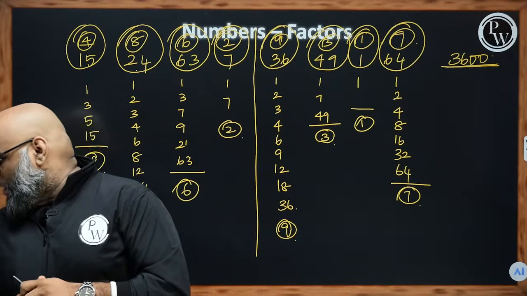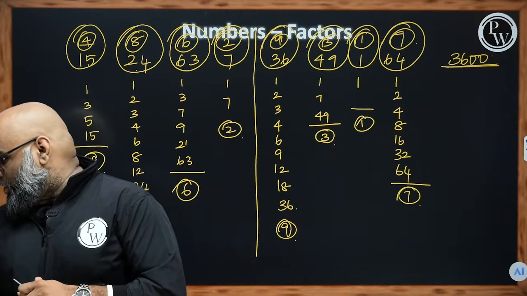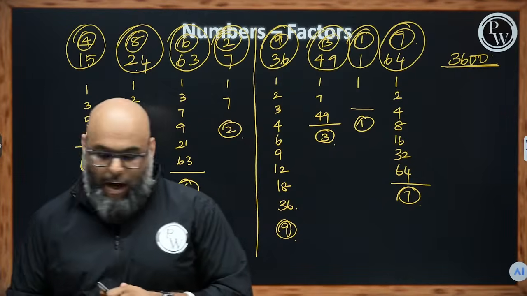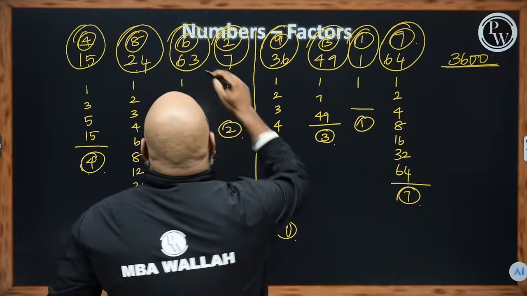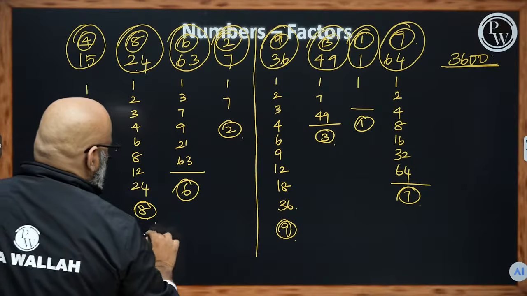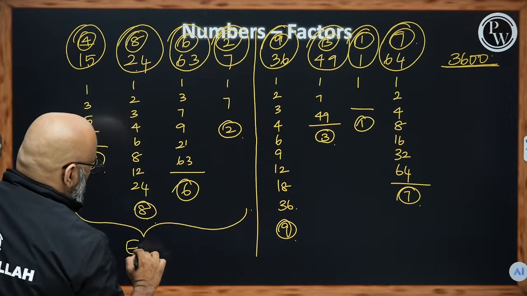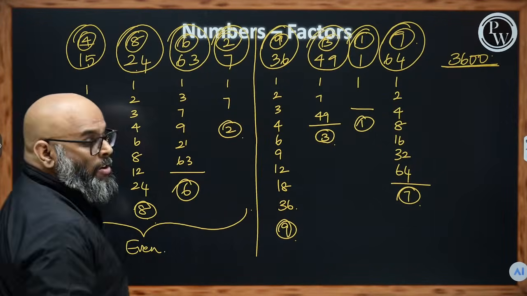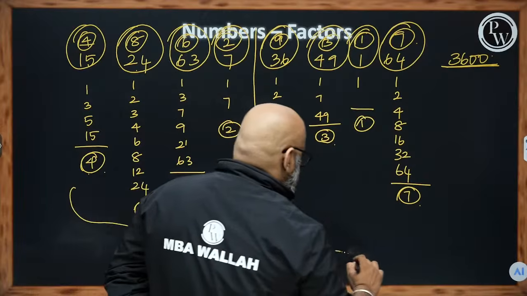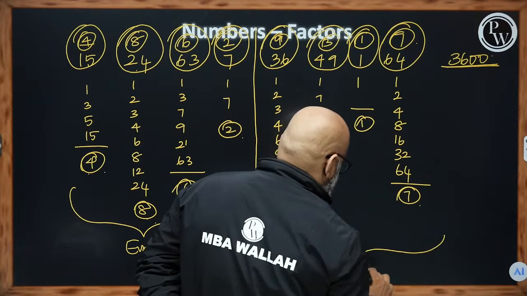Varsha, absolutely. Suraj, Varsha, perfectly right. Look at the number of factors for these 4 numbers. They all are even. Look at the number of factors for all these numbers. They are all odd.